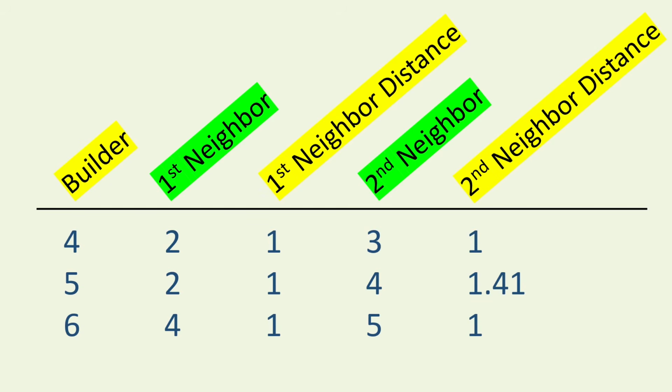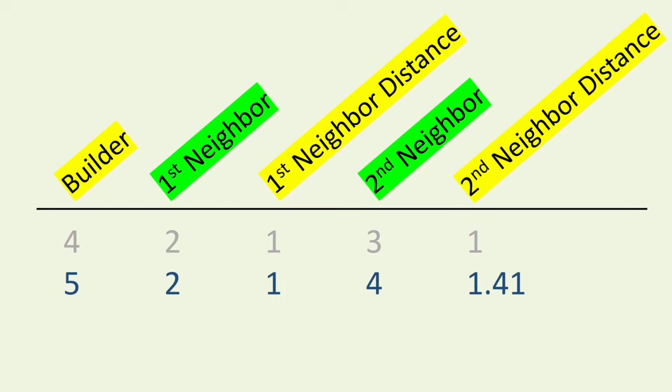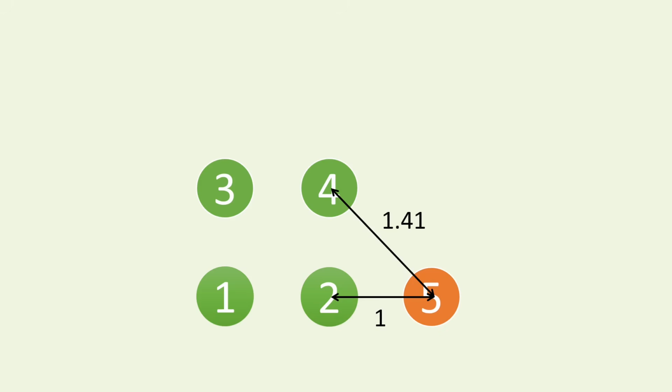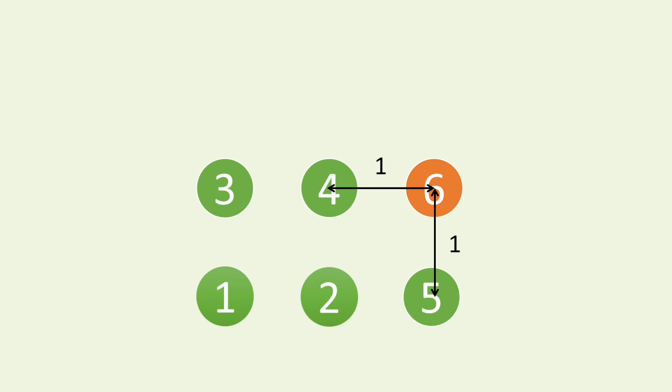For example, let's build a rectangle with a width of 2 units and a height of 1 unit. The shape matrix defines the positions of the 4th, 5th, and the 6th Kilobot. According to it, Kilobot 4 must be 1 unit from both Kilobots 2 and 3. Kilobot 5 must be at 1 unit distance from Kilobot 2 and about 1.41 units from Kilobot 4. Finally, Kilobot 6 must be 1 unit away from both Kilobots 4 and 5.